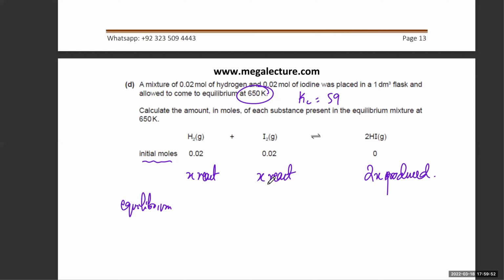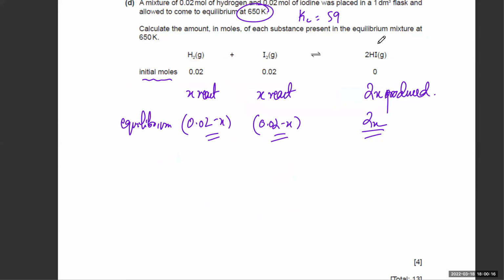Okay, so your equilibrium moles are going to be 0.02 earlier, and now x of them have reacted, so it's 0.02 minus x. And this is 0.02, and x of them reacts, so it's 0.02 minus x. And here, you had 0 and 2x got produced, so you're left with 2x. So these are your moles. Now make the Kc expression. What would be the Kc expression? It's going to be HI squared. So Kc would be HI squared, which is 2x squared, divided by H2 and I2, that's 0.02 minus x and 0.02 minus x, so that's (0.02 - x) squared. That's equal to 59, and you solve this.